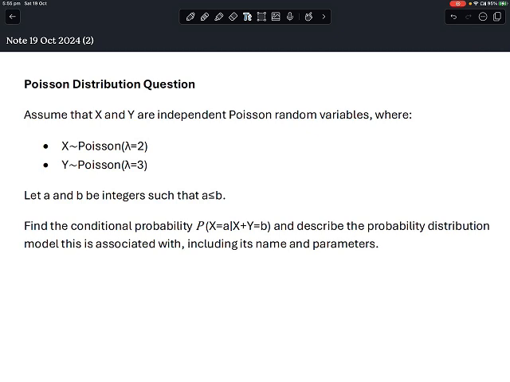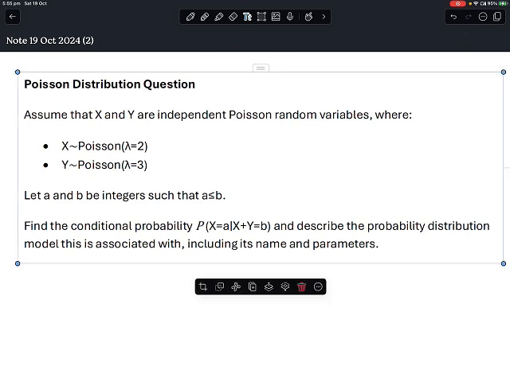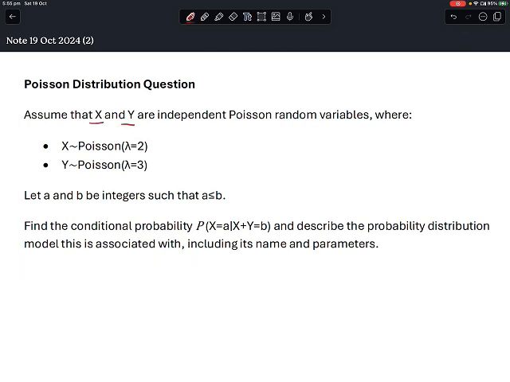In this problem, we are given two independent Poisson random variables. X follows a Poisson distribution with a parameter of 2, and Y follows a Poisson distribution with a parameter of 3. This is lambda. Lambda is the mean, meaning how many times an event will appear in the Poisson distribution.